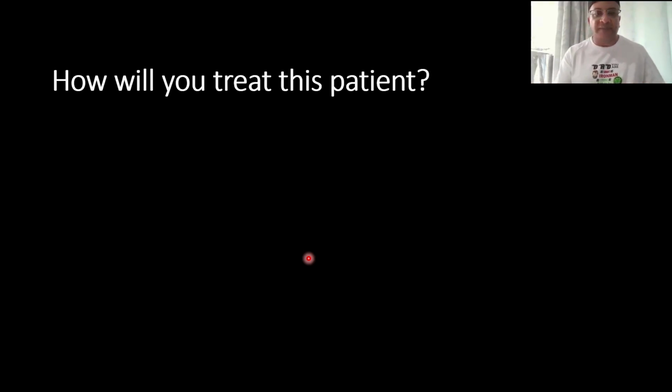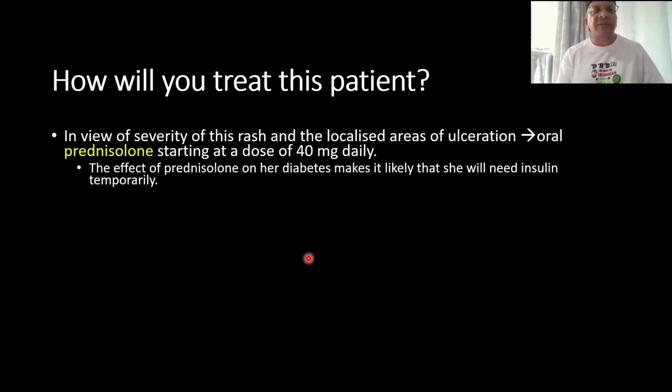How will you treat her? Well, I included the treatment names in yellow, guys. So, in view of the severity of this rash and the local areas of ulceration, oral prednisolone, so a systemic steroid, is started at a dose of 40 milligrams daily, which is about 0.5 milligram per kg daily.